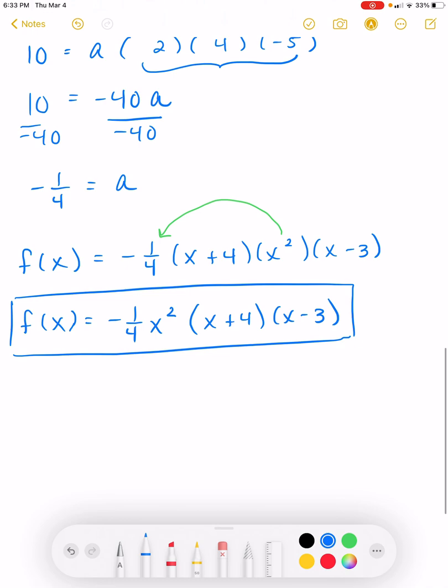If I were to multiply this entire thing out and distribute and do all of the multiplication, I would get the equation in standard form. But luckily, it just said to write it in factored form.